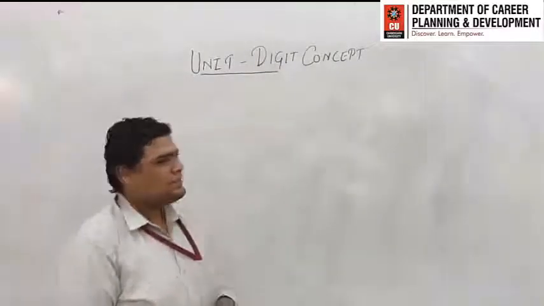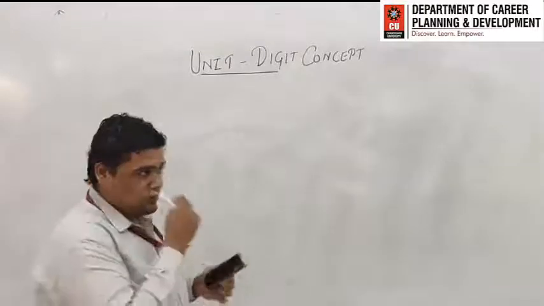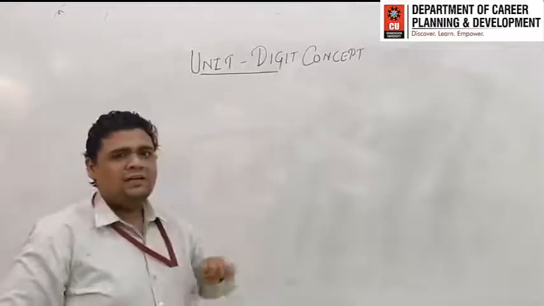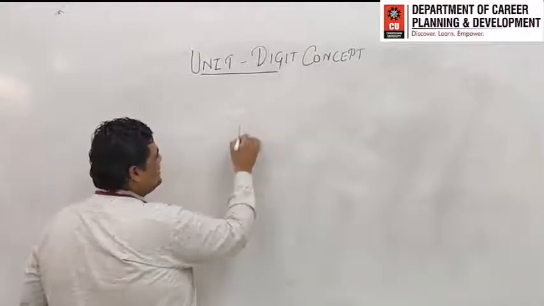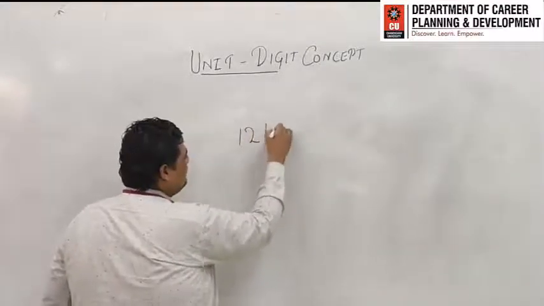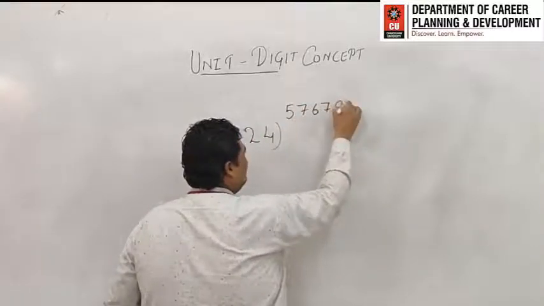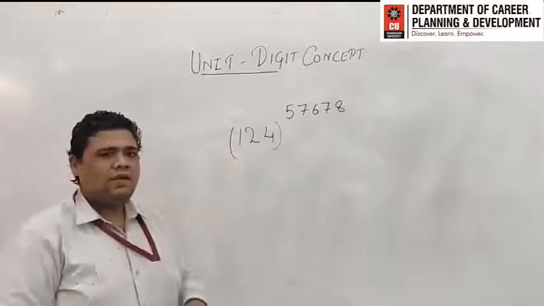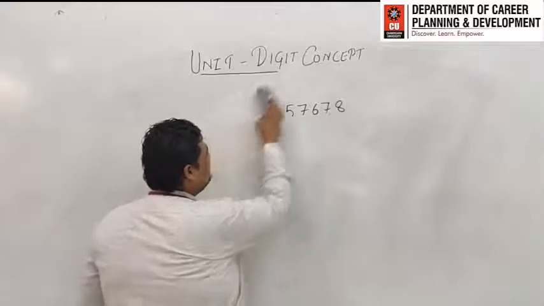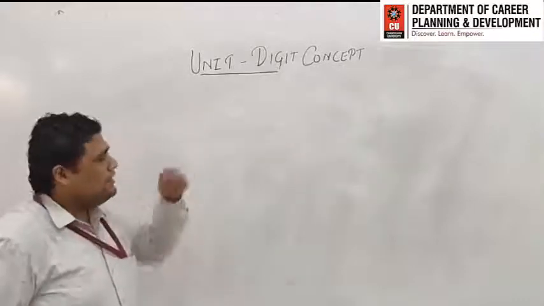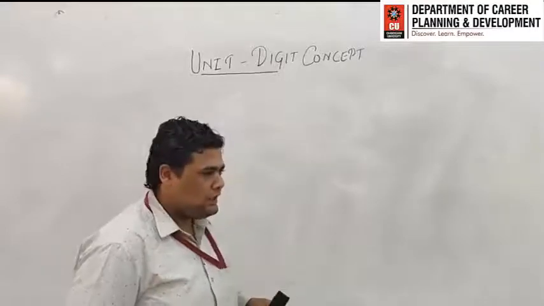So today we are going to discuss the concept of unit digit, last two digits. Here we will deal with numbers of higher powers. Any number of higher power, let us consider the number given to us is 124 raised to the power 57678. Any higher power number, we have to deal with these kinds of numbers. Firstly we will start with the unit digit concept, then we will see the last two digits, then the factorial concept.